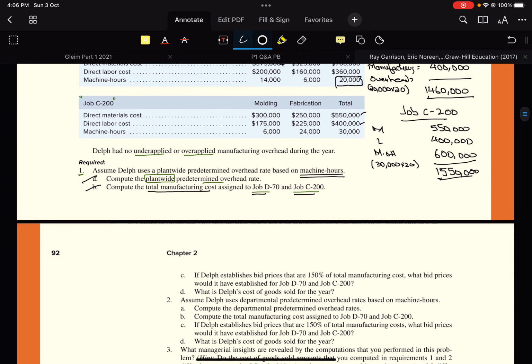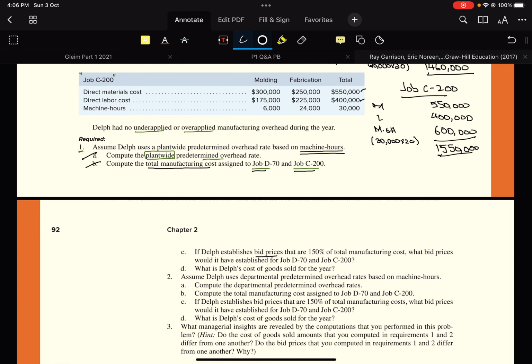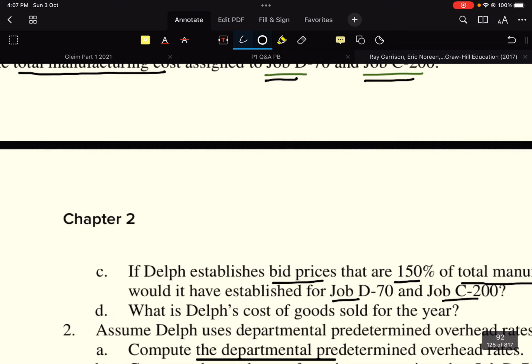Okay, now moving on to part C. In part C, if Delft establishes bid prices that are 150% of total manufacturing cost, what bid prices would it have established for D70 and C200? The total price they are going to quote to the customer is 150% of the original cost. In short, what will we charge the customer? 150% of manufacturing cost. So very simple.